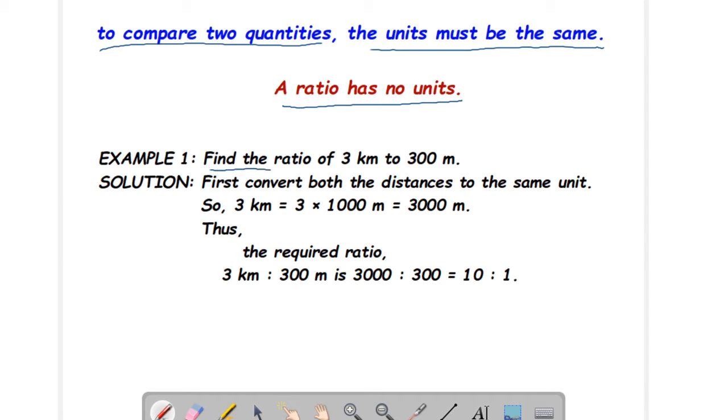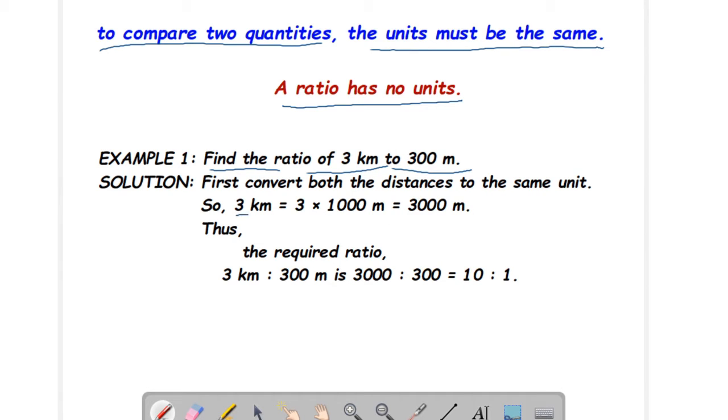Say example 1: find the ratio of 3 kilometer to 300 meter. Here the two quantities are 3 kilometer and 300 meter. You see here, in the first the unit is kilometer and in the second it is meter. So first of all convert both into the same unit. Here we convert 3 kilometer into meter.